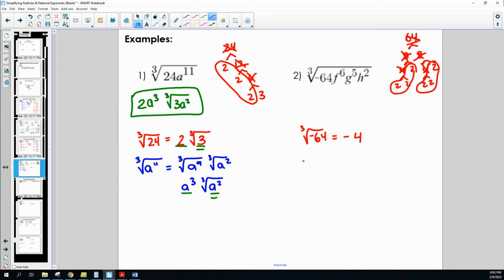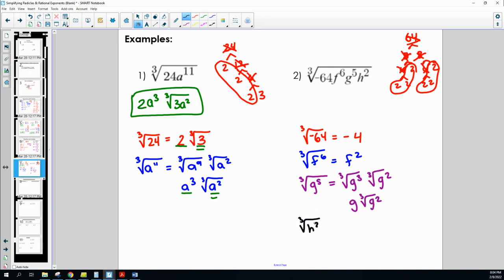All right, then we have the cubed root of f to the 6th. That's divisible, so that's going to be f squared. Then we have the cubed root of g to the 5th. 5 is not divisible by 3, so we're going to break this up and say cubed root of g to the 3rd and cubed root of g squared. Cubed root of g to the 3rd is g, cubed root of g squared. And then lastly, we have the cubed root of h squared. Because the exponent is less than the index, we can't do anything, so we'll leave it alone just like that.